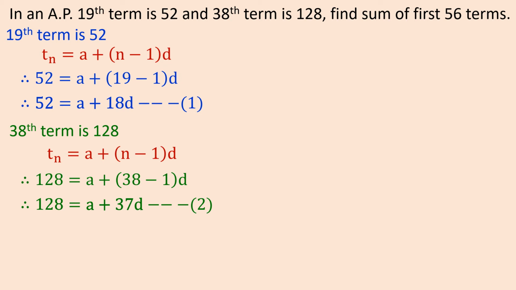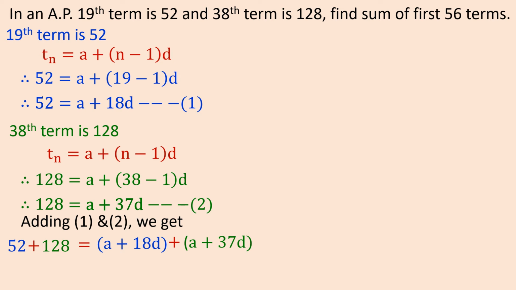Now, they want you to find the sum of the first 56 terms. But for that I need a and d. If not, then what? So first we will see what the formula is for the sum of the first 56 terms. Here n equals 56. So for that I am adding equations 1 and 2.